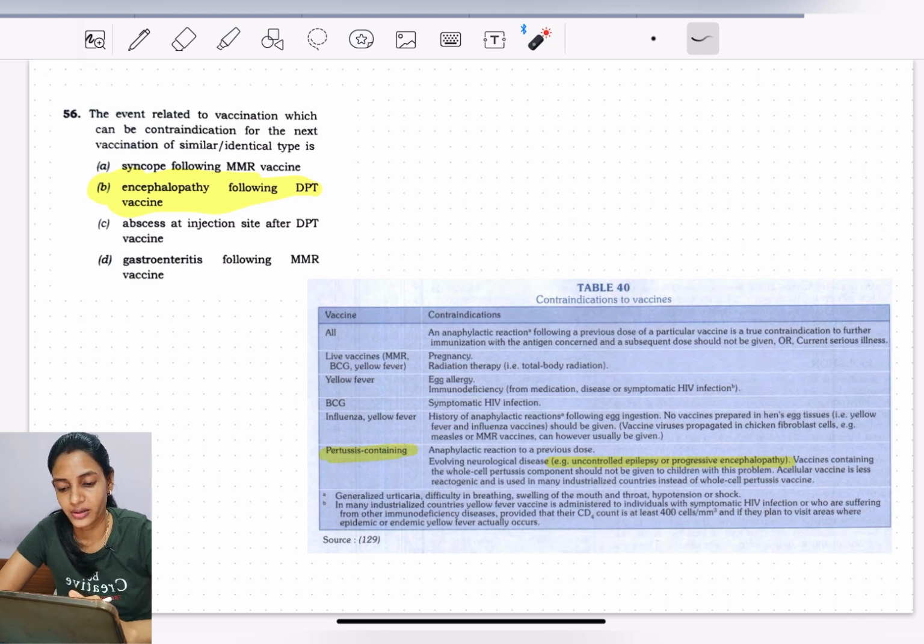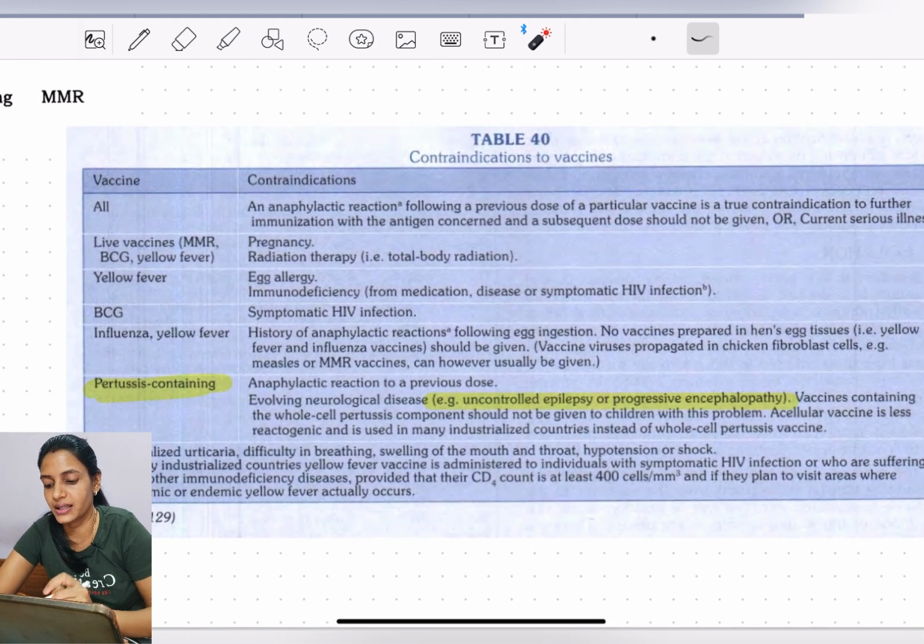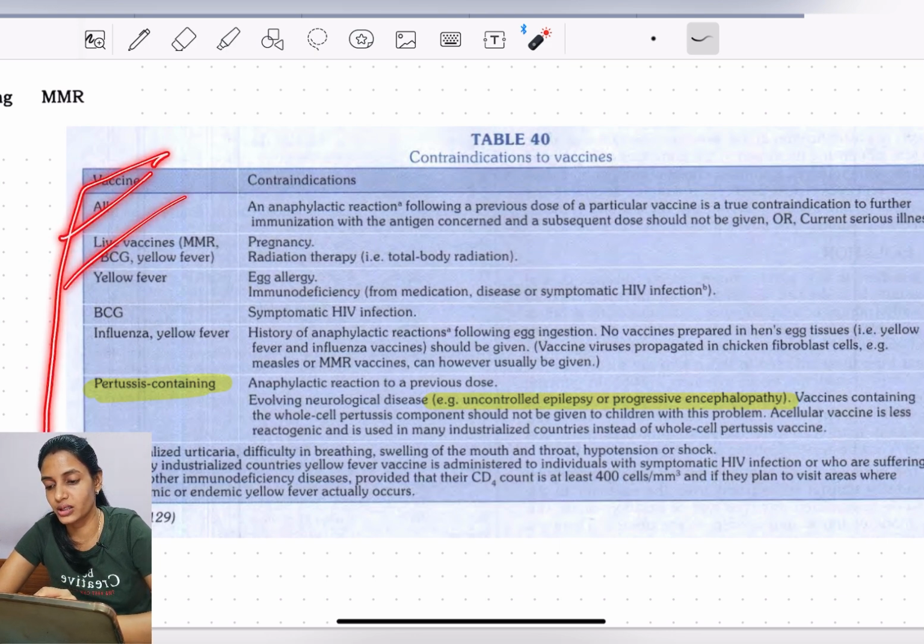Now they are asking about contraindications to vaccines. You have to remember this chart, in which one of the options says that with pertussis-containing vaccine, that is DPT, if uncontrolled epilepsy or progressive encephalopathy develops after the first dose, then that vaccine should be contraindicated. The contraindications of the other vaccines are given in the rest of the chart, so read this chart carefully.